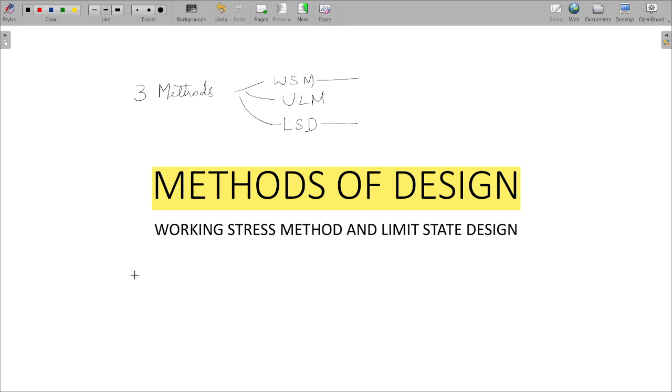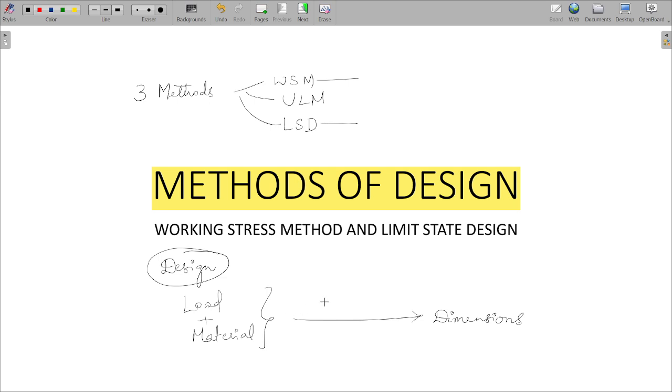Before this we have to know what is meant by design. Design is nothing but, for a given load and material, finding out what dimensions are required. The method we deploy here, for a given load and material, we use different methods to find out the dimensions. This is design.